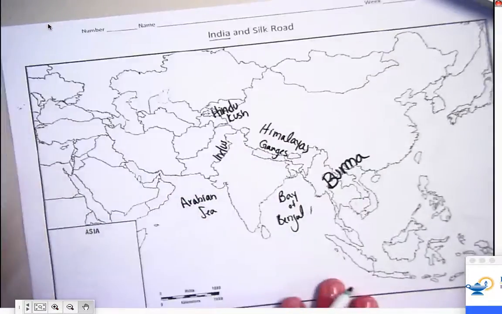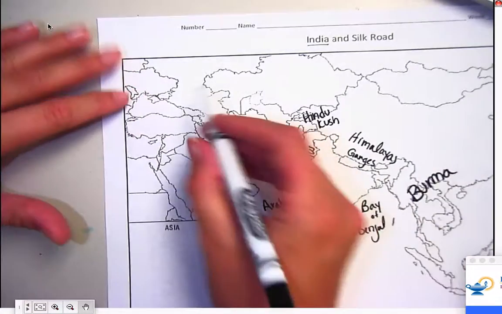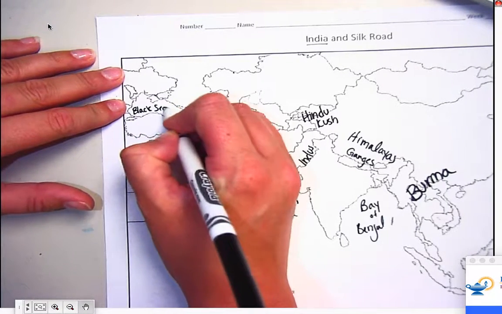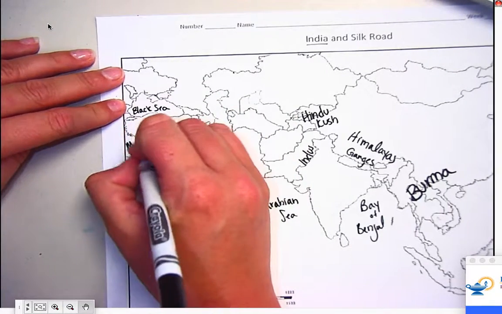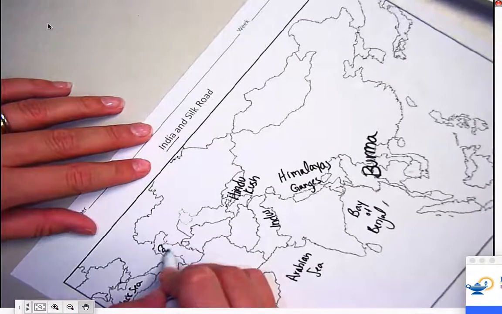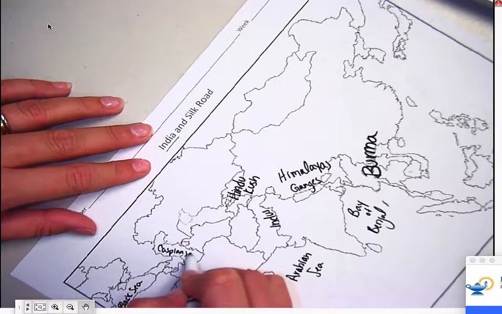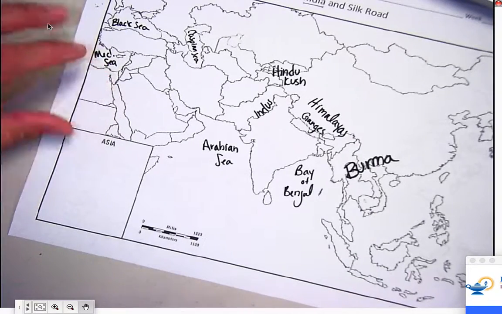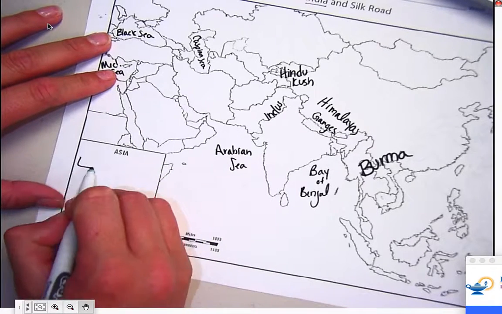Way over here, make sure you are paying attention because this is a little tricky. This is your Black Sea. This is your Med Sea. And this is your Caspian. And that is all you need to label, which is nice. And you need 2 boxes.